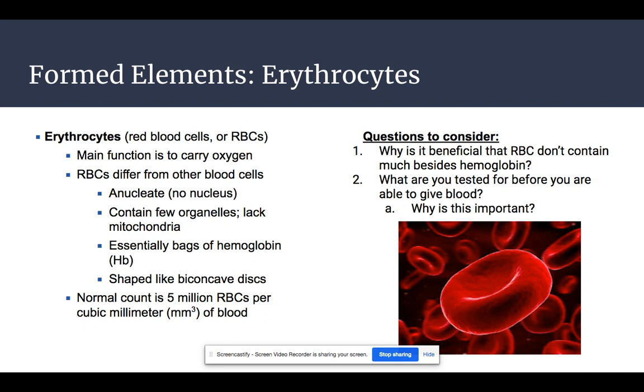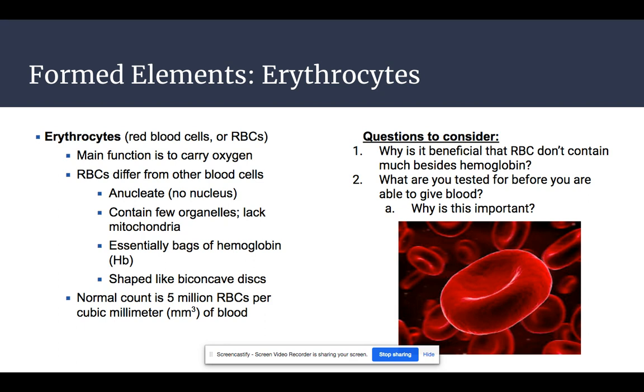I want you to think and consider to yourself for a second, why is it beneficial if red blood cells don't contain much besides hemoglobin? Why is it beneficial that they don't have the nucleus or the other organelles? Oh, okay, you're probably thinking, I know what hemoglobin does, it carries oxygen. Oh, we need oxygen. Yes. So, red blood cells, the more hemoglobin they have, the more room they have, the more surface area they have for that hemoglobin, the more oxygen they're going to be able to carry. So, that's why it's beneficial. Again, structure facilitates function in this case.